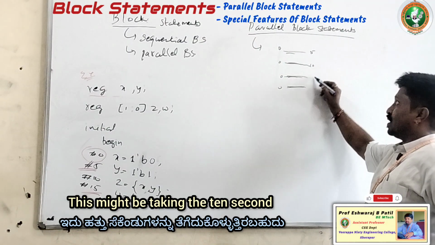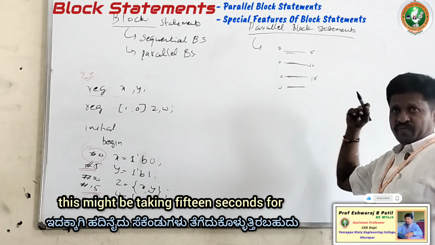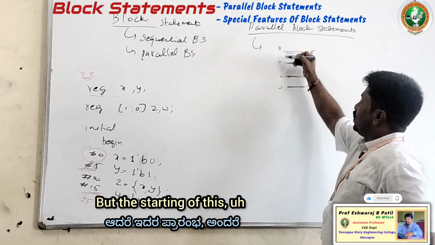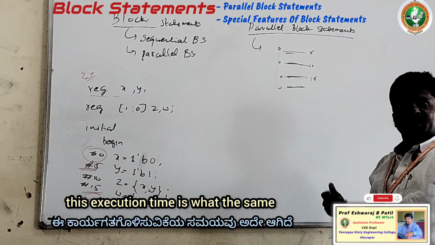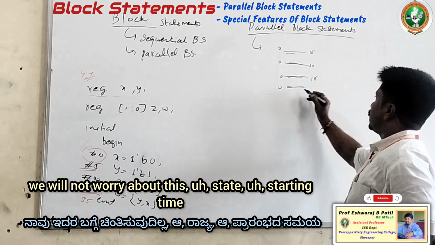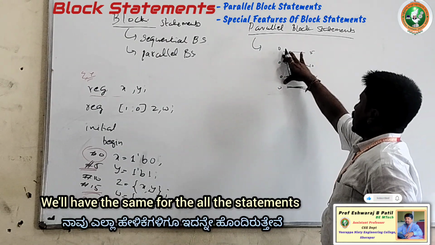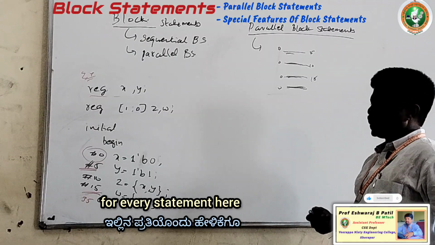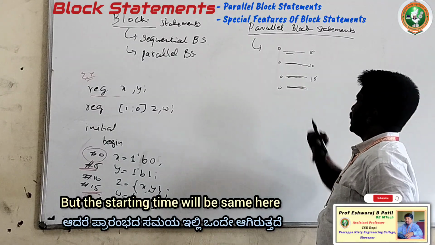This might take 5 seconds for the execution, we will not bother. This might take 10 seconds, this might take 15 seconds for the period of execution, we will not bother about that. But the starting time of the execution is the same. We will not worry about the starting time; it will be the same for all the statements, but the execution time will be different for every statement. But the starting time will be the same here.